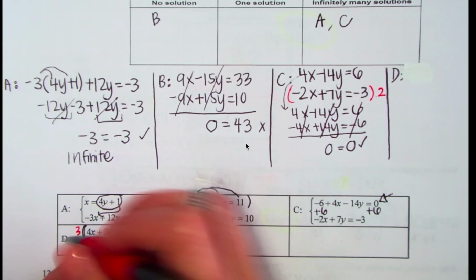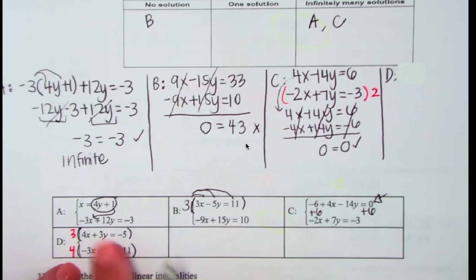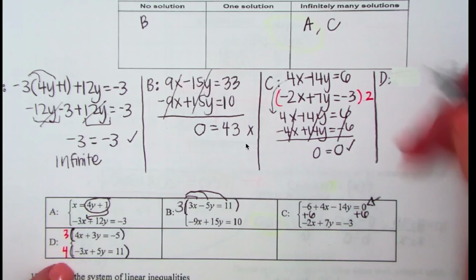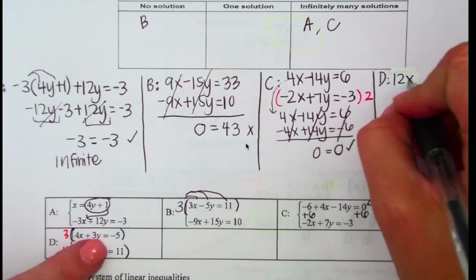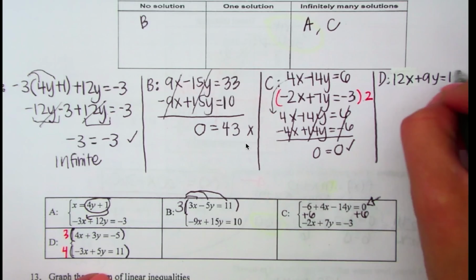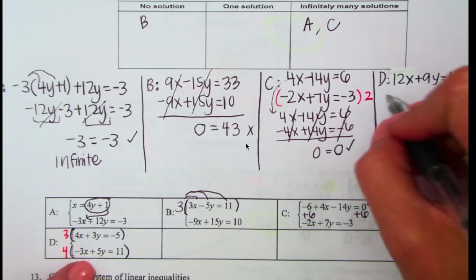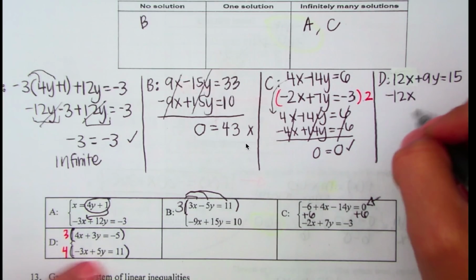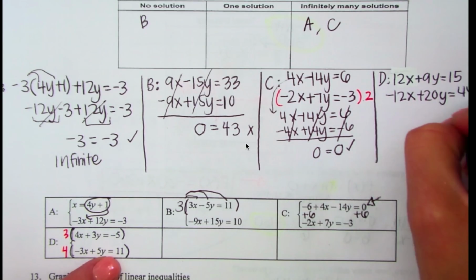To get the negative 12 on the bottom, you would multiply by 4. So I'm going to do that over here. 3 times 4x is 12x. 3 times 3y is 9y. And that's equal to 3 times 5, which is 15. 4 times negative 3 is negative 12x. 4 times 5 is 20y. And that's equal to 4 times 11, which is 44.